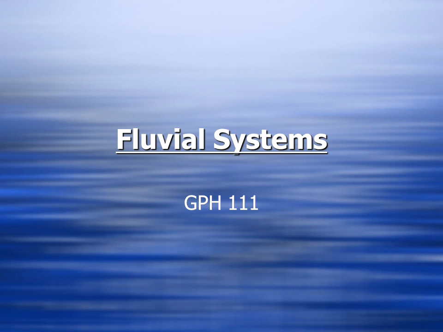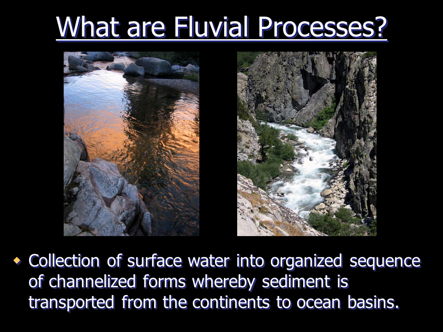So, fluvial systems is just a fancy word. Fluvial is a fancy word for saying rivers and streams and creeks and flowing water really on the continents of any type. That's considered a fluvial system. And here's a definition of fluvial processes. Collection of surface water into organized sequence of channelized forms whereby sediment is transported from the continents to the ocean basins.